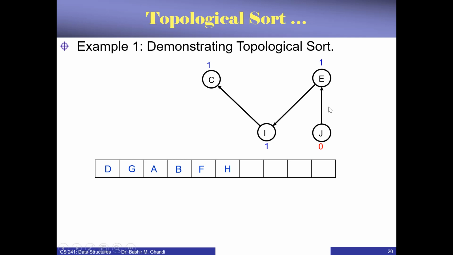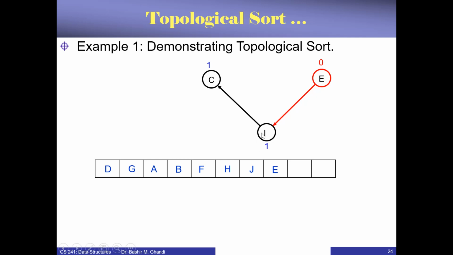Finally, we are able to reach our vertex J because now it is the only one with in degree 0. Okay, so we visit J and then delete it. Now deleting J will make E have degree 0. So delete J and update the in degree of E. Again, E is now the only one with degree 0, so we visit it and then delete it.